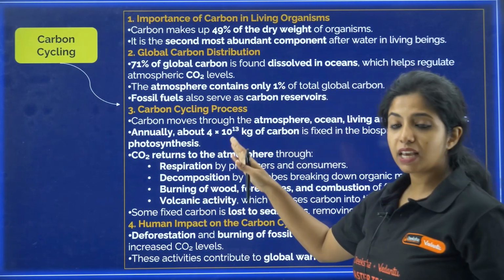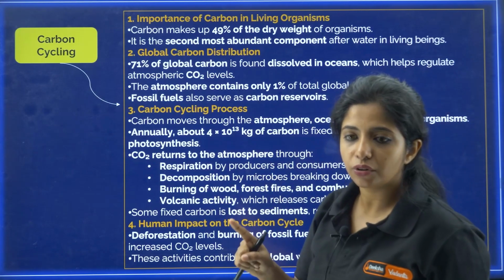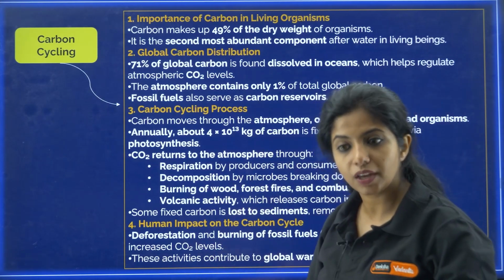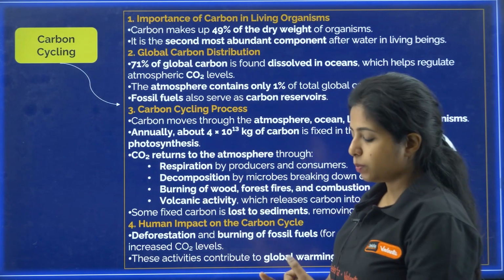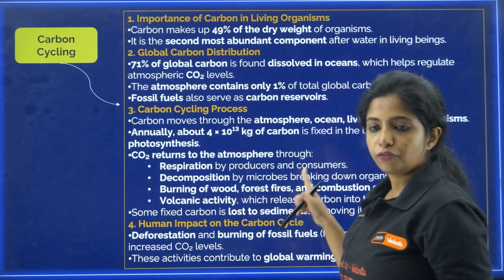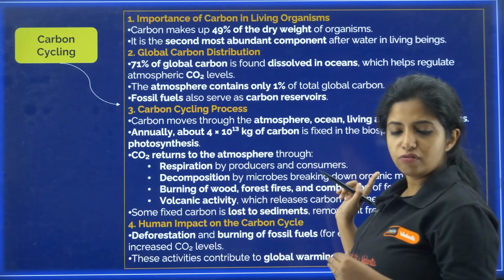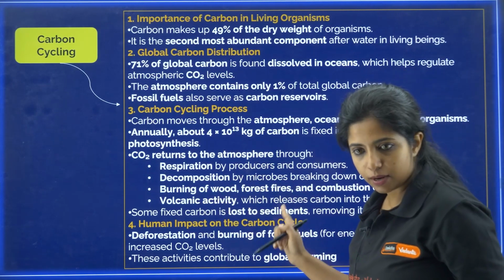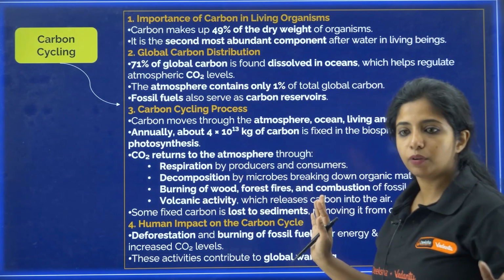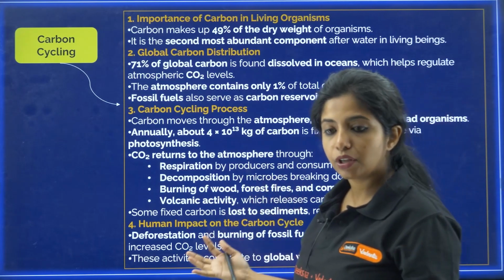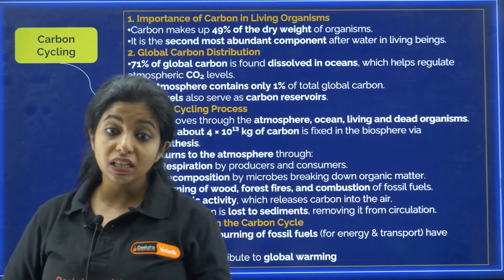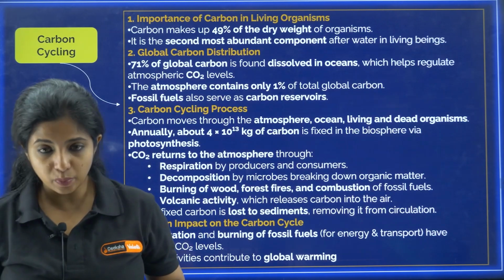Now, carbon cycling: 4 into 10 to the power 13 kilograms of carbon is fixed by photosynthesis, but we give it back to nature also, by respiration, by decomposition, by burning of wood, forest fires, combustion of fossil fuels, and volcanic activity as well. Now, human impact is very bad, because of deforestation and burning of fossil fuels there are increased CO2 levels, my dear children.